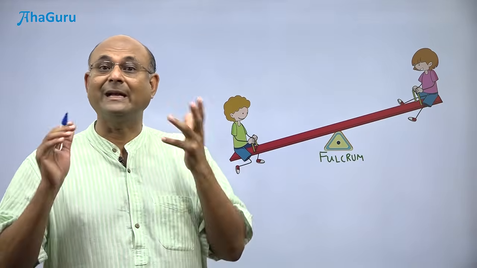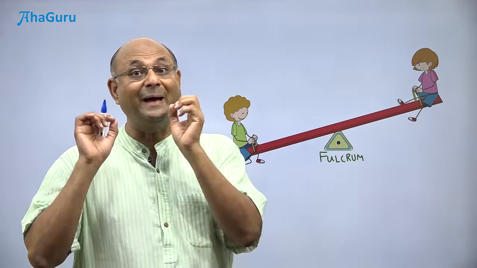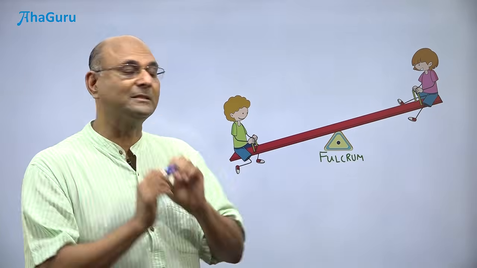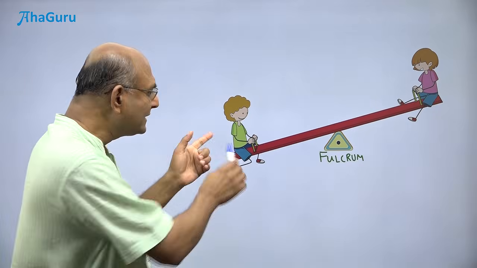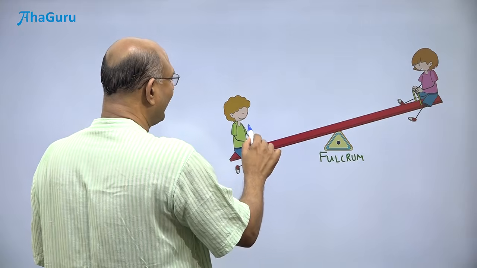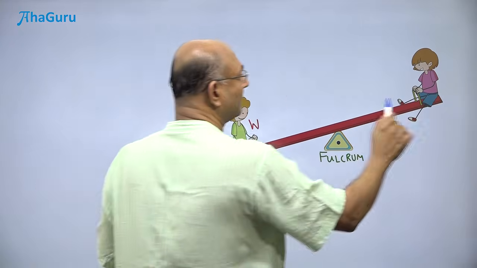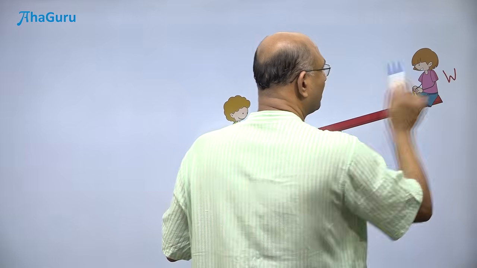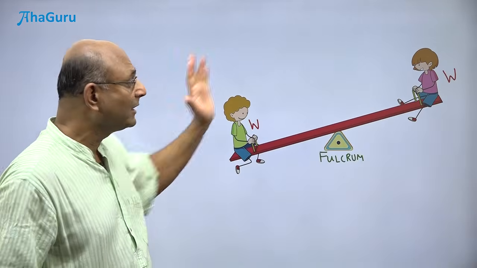What do you expect? When will that happen? That kind of a seesaw is called a balanced seesaw or a reversible seesaw. Suppose I want a reversible seesaw. In this situation, what do you think should happen? The boy must have the same weight W as this girl. So both the girl and the boy must have the same weight.